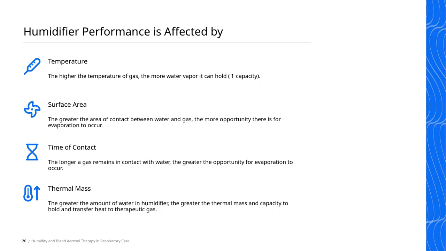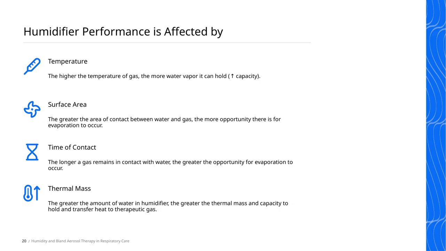The larger the area where water and gas are in contact, the more evaporation can take place. Think of it as more surface for water molecules to escape into the gas. And finally, temperature has a big impact. The higher the temperature of the gas, the more water vapor it can hold. This means that heating the gas can significantly increase its capacity to carry moisture, which is vital for effective humidification.